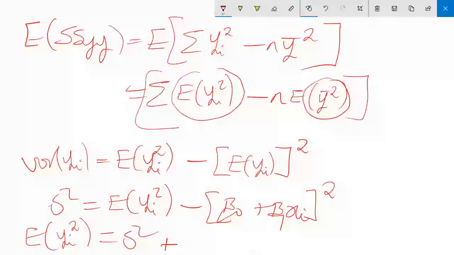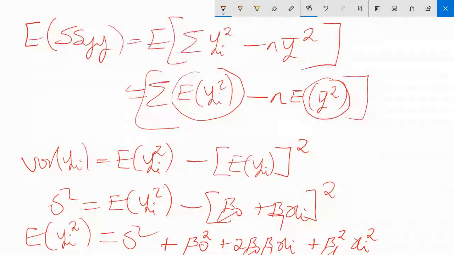Now I want to expand this. This is a and b. So a plus b squared is equal to a squared plus 2ab plus b squared. So I'm going to do that to this part. This will give beta 0 squared plus 2ab, which is 2 beta 0 beta 1 xi, plus b squared, which is beta 1 squared xi squared. Is that part clear? Yes. Thank you very much.